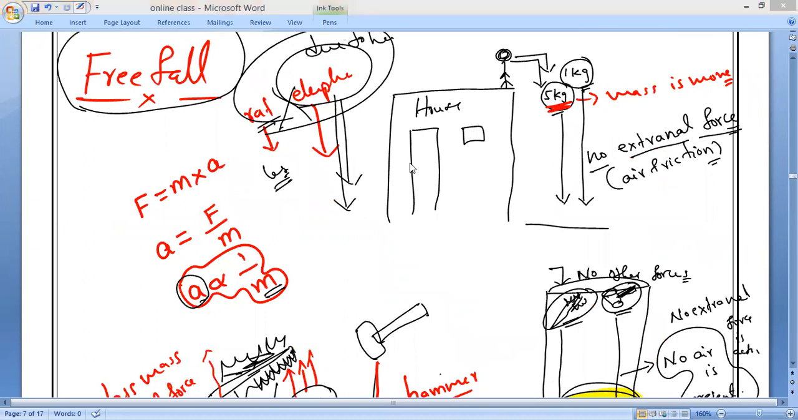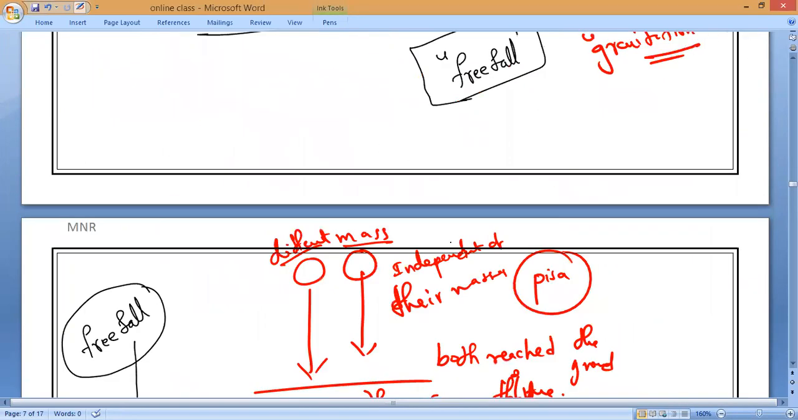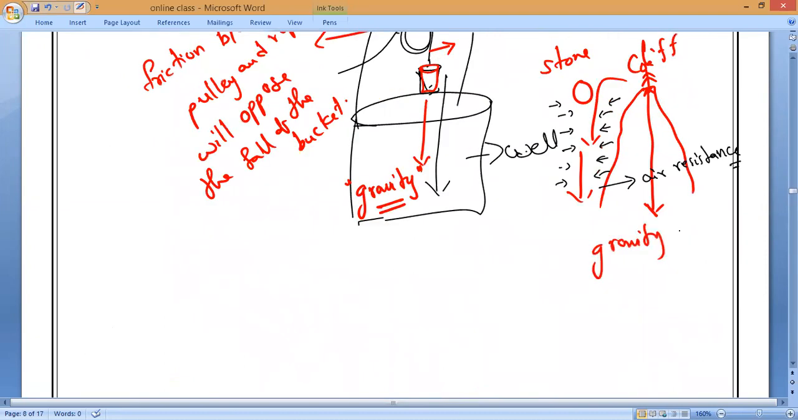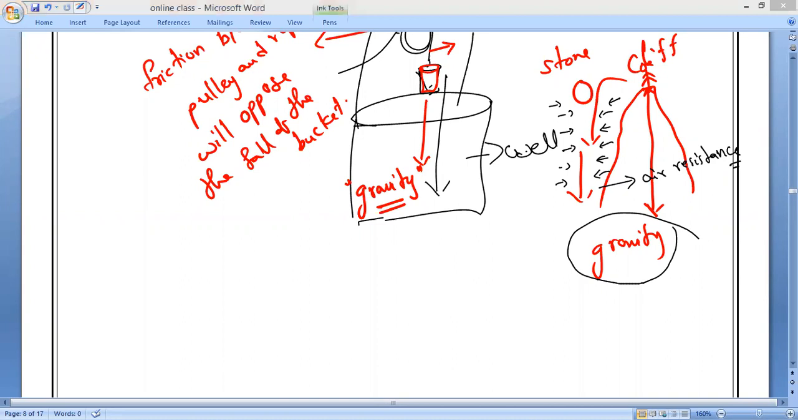So for free fall, immediately one word should come to mind. What is that word? Only one force is acting. What is that force? Gravity. So you can take everything: only one force is acting, and that force is called gravity. And what is the second important word? Independent of their masses. Okay, so please write it.